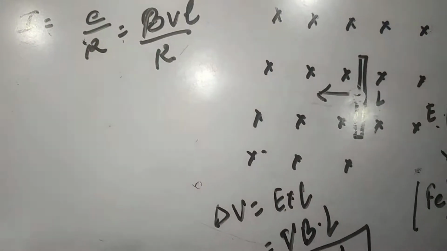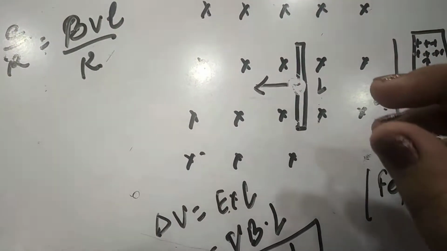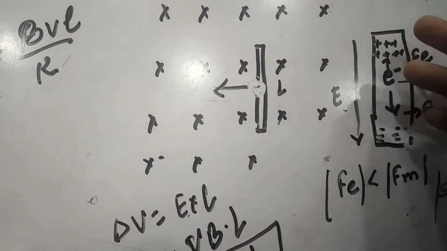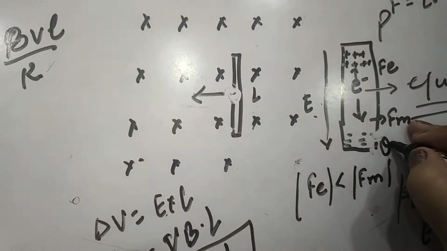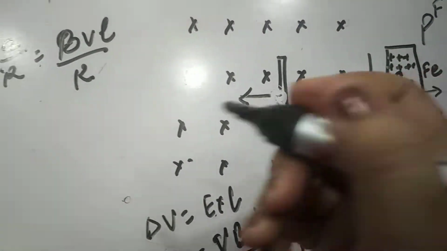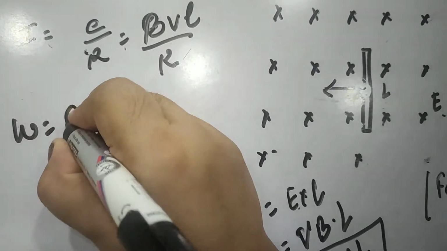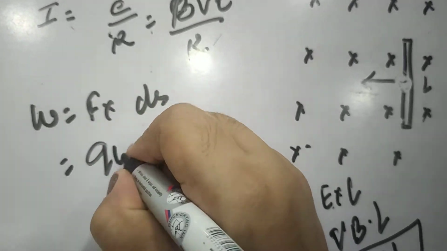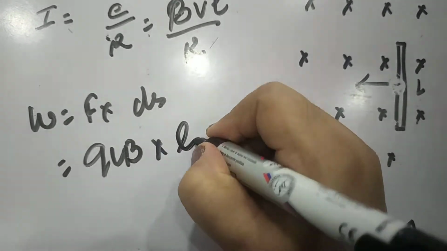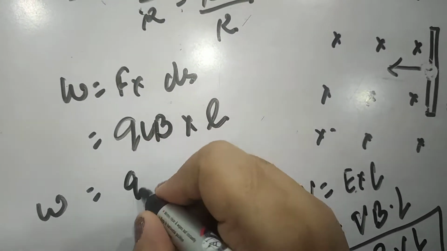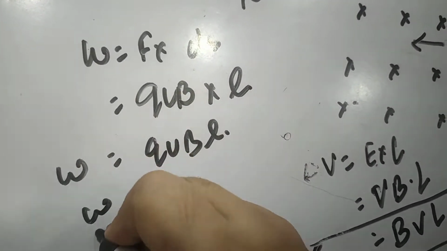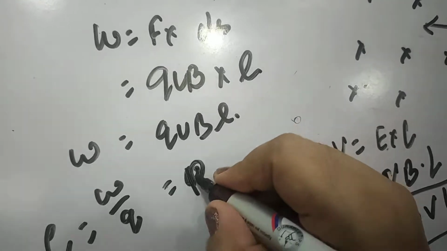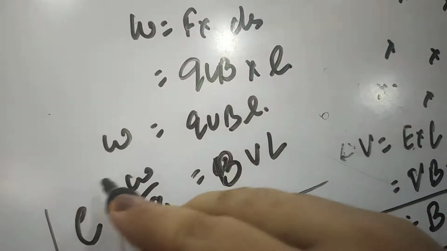There is another method to find the EMF induced. For that, let us consider a force F acting, which is taking the charge from, let us name it, P to Q. So a positive charge is being taken from Q to P. In that case the work done is given by force into displacement. The force is the magnetic force QVB and ds is the length L. So work done is equal to QVB into L, and work done per unit charge is equal to potential, which is EMF, which is equal to BVL. Exactly the same formula we obtain.